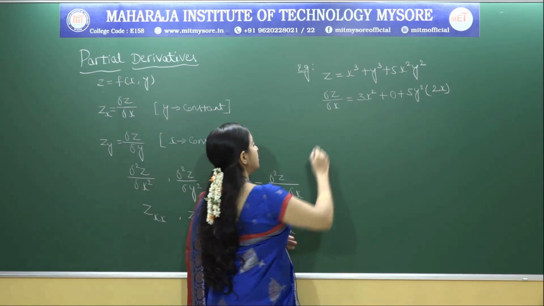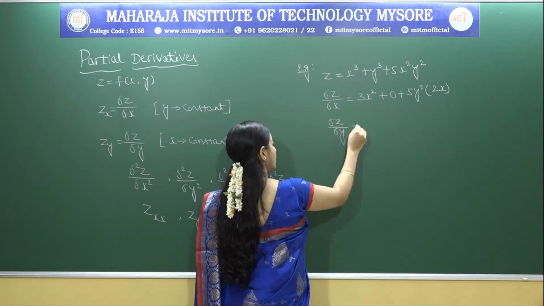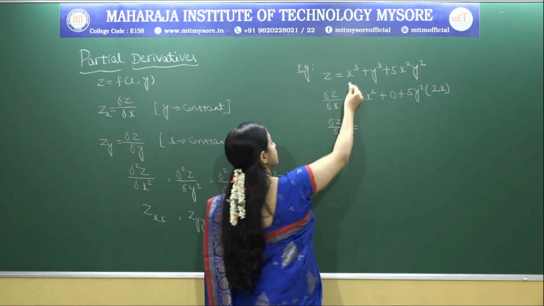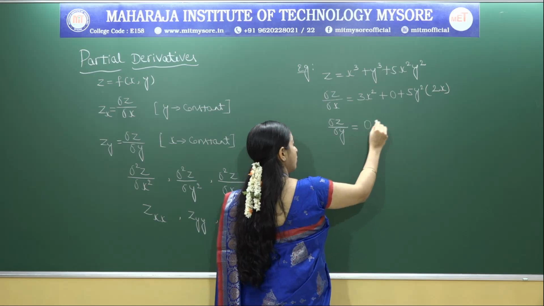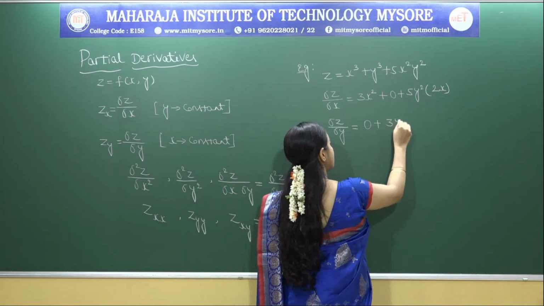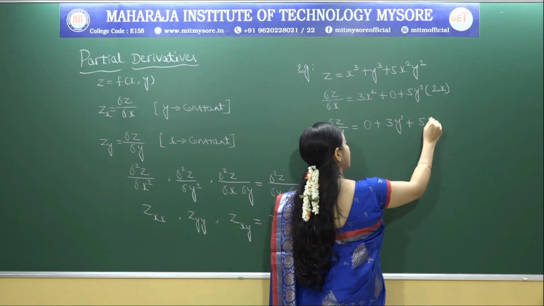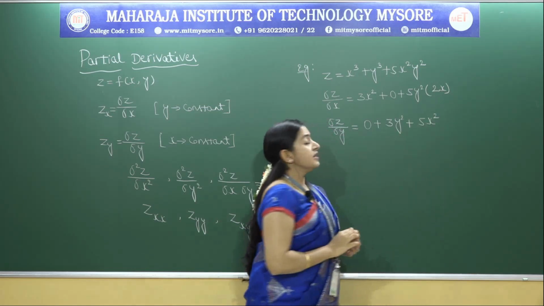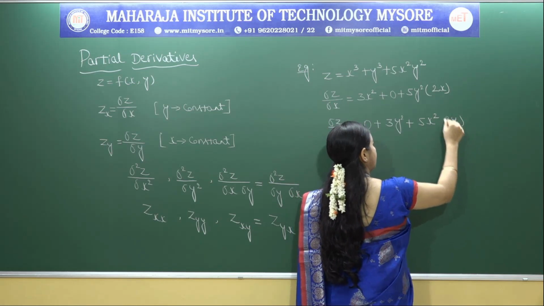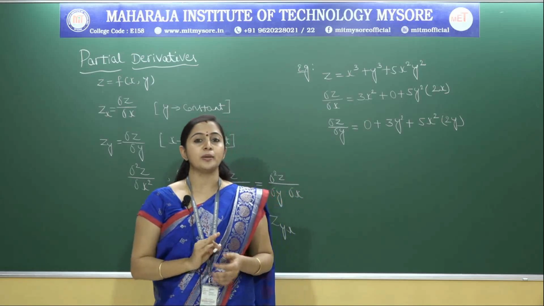Similarly, the partial derivative of z with respect to y keeps x constant. Since x is constant, the derivative of the constant term x cube is 0. The differentiation of y cube gives 3y square, plus, since x is constant, keep the 5x square as it is, then differentiate y square to get 2y. This is the partial derivative of z with respect to y.